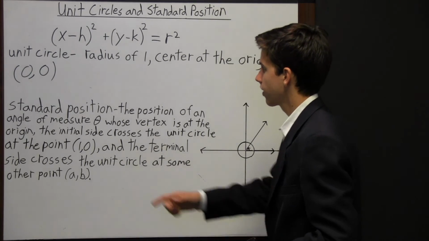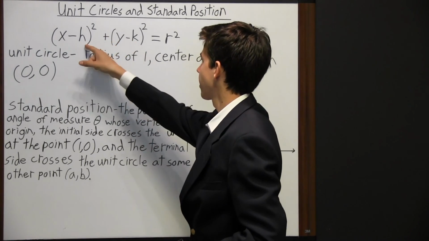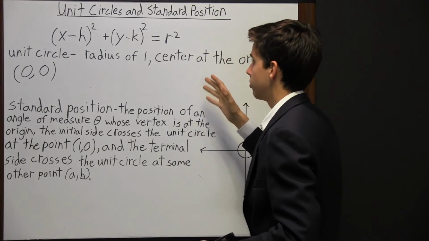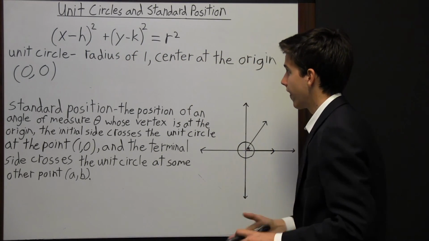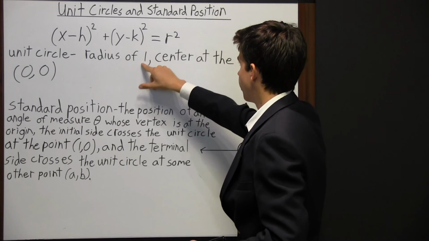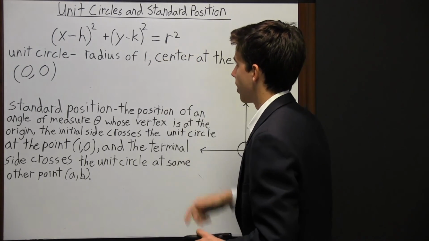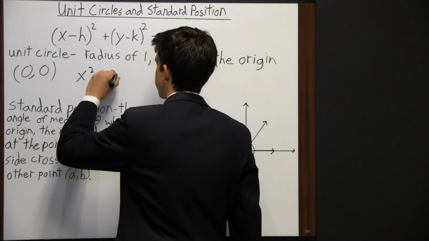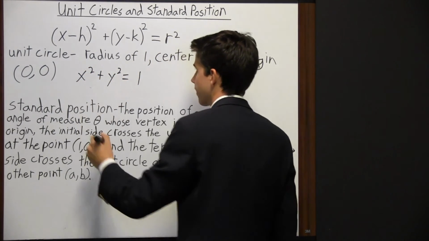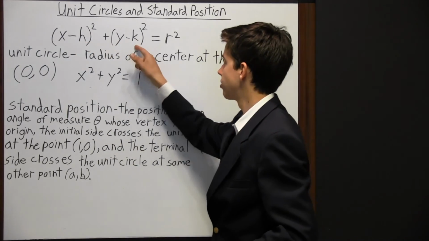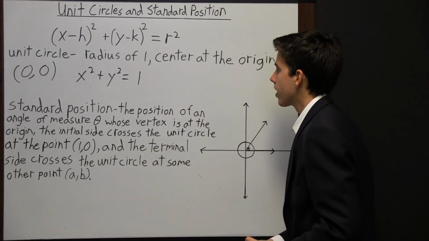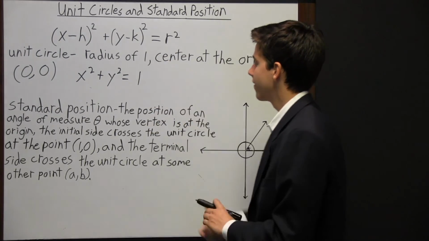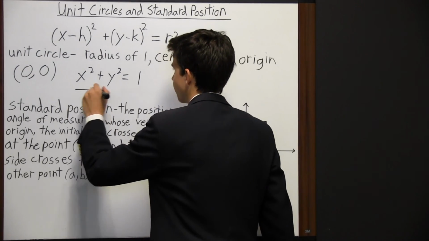And so if we were to plug the numbers 0 and 0 into h and k, then we would be able to simplify this equation. And then also the radius is 1, so we can plug that in to r right there. So we can go ahead and simplify this equation to get this right here, because since h and k are 0, we can take those out of the way, and then we just plug 1 into r, we square it, and we still have 1. So this is the equation for a unit circle.